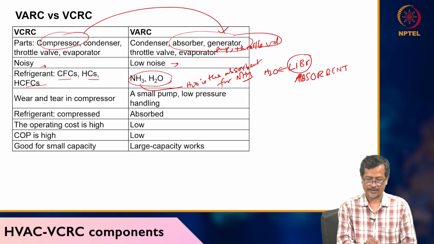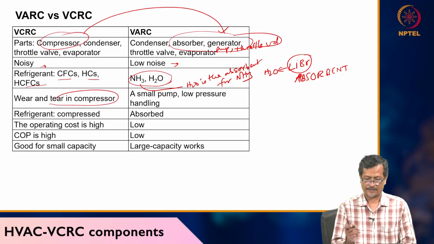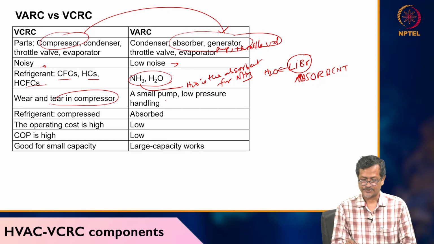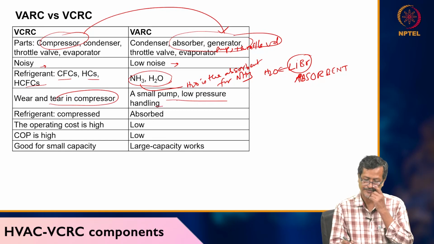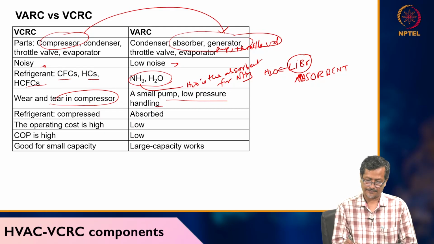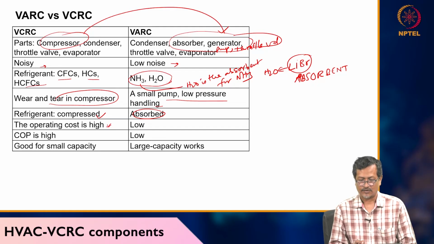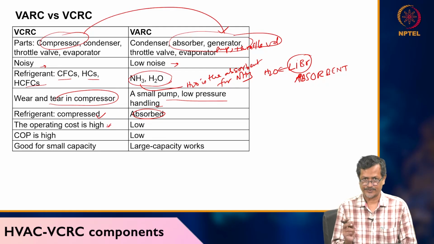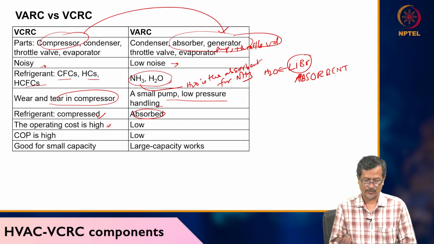Wear and tear will be higher in the compressor because it takes lots of energy, it is the main part of the system, and it works continuously. A small pump, handling low pressure, is used in the vapor absorption system. Refrigerant in the vapor compression system is compressed, but in the vapor absorption system it is absorbed. This difference is there in the name itself. Operating cost for the vapor compression system is higher because one compressor is continuously working, but in the absorption system only a small pump is working, the rest are non-moving elements, so life will be longer.